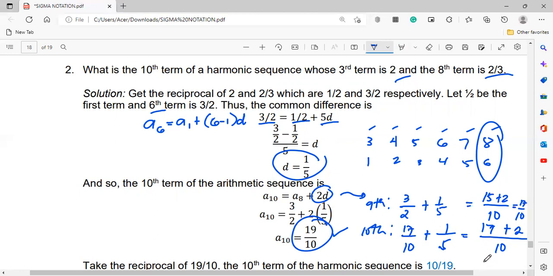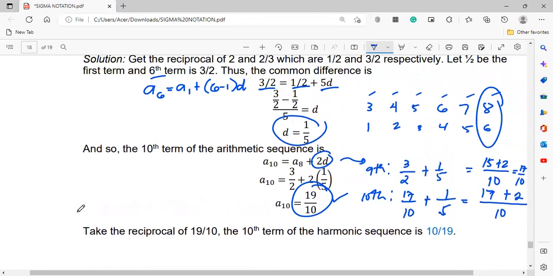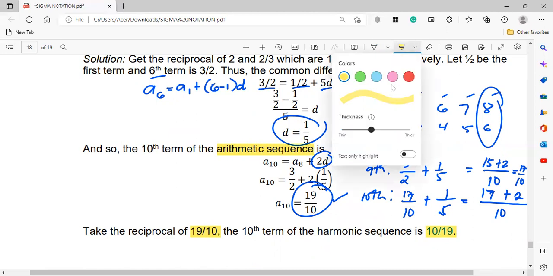Okay, so if that is faster for you, then it does not necessarily mean, class, that you're going to make use of the first term. Since the 10th term is just very close to the 8th term, then pwede ka na lang mag-add twice ng 1/5 sa 3/2. Okay? So, pakatandaan, ginamit mo lang arithmetic sequence, pero you're going to take the reciprocal of 19/10 kasi ang tinatanong sa'yo ay harmonic sequence. So the answer must be 10/19.